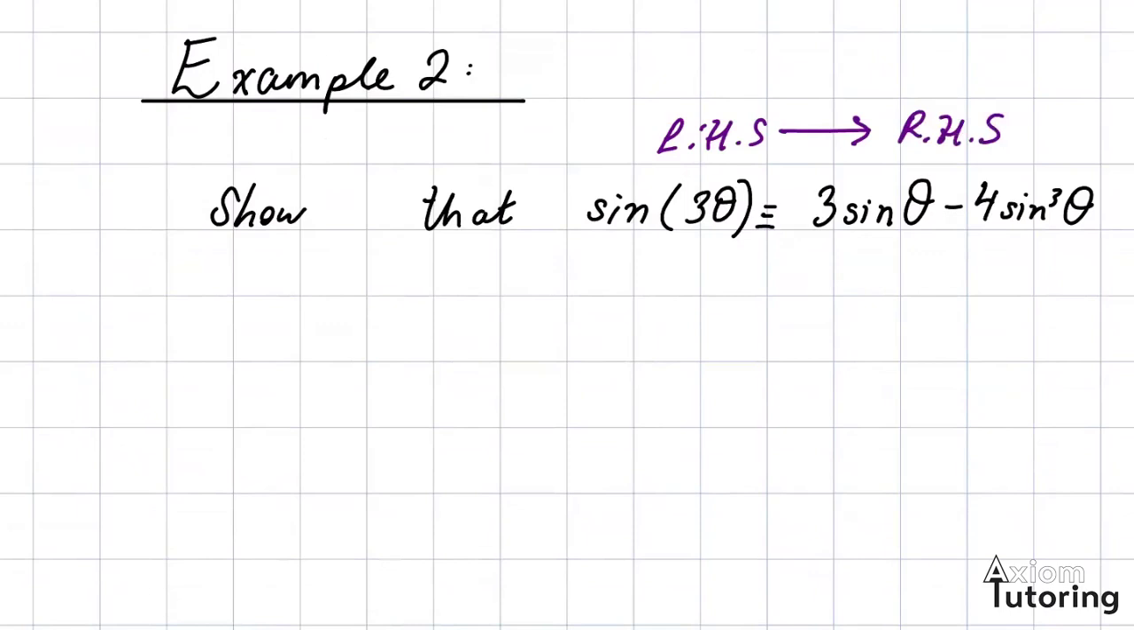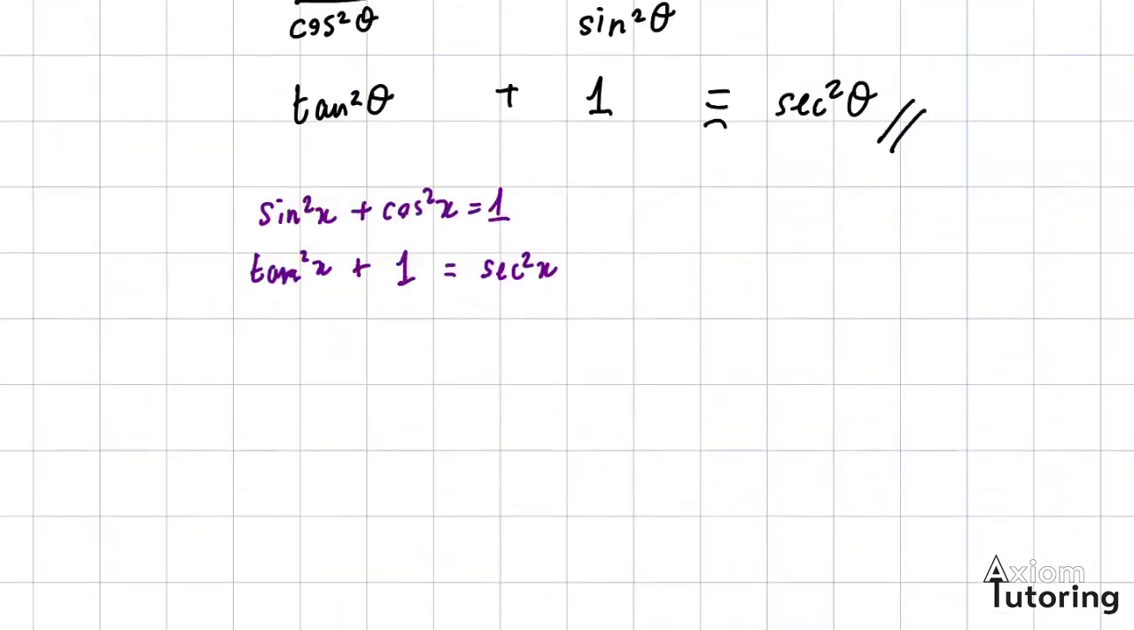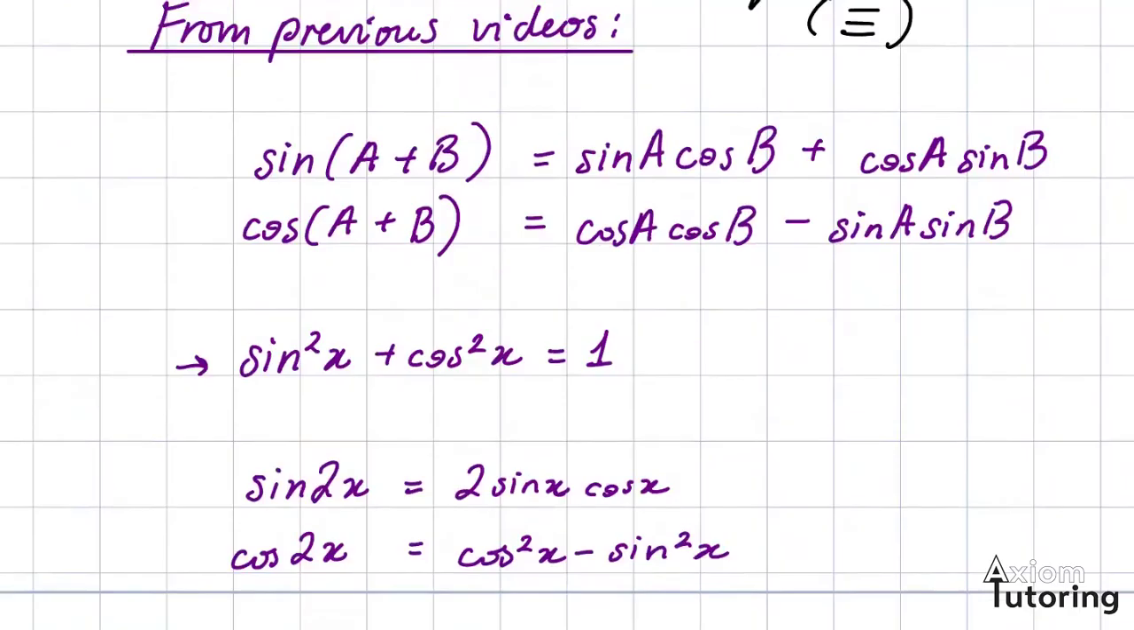So for this one, we can rewrite sine 3 theta as sine of 2 theta plus theta. Now, why is this helpful? Because if we look back to our previous identities, we can then use our compound angle formula for sine. So we can use sine of a plus b, where a is theta and b is 2 theta. Or we can do it the other way around, where b is 2 theta and a is theta. And we can then write sine of 2 theta cos of theta plus cos of 2 theta sine of theta.